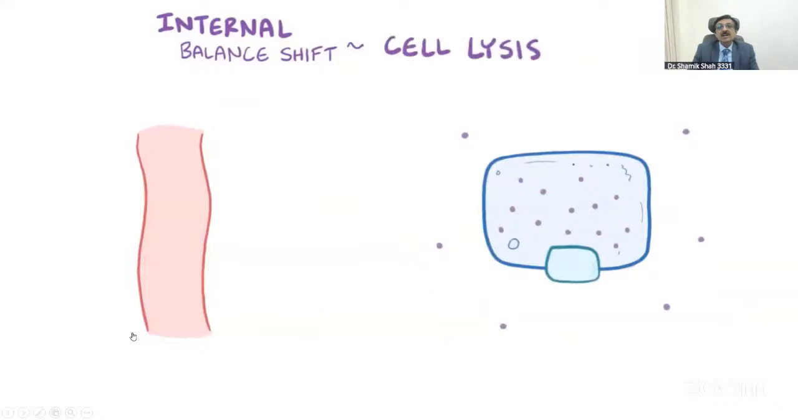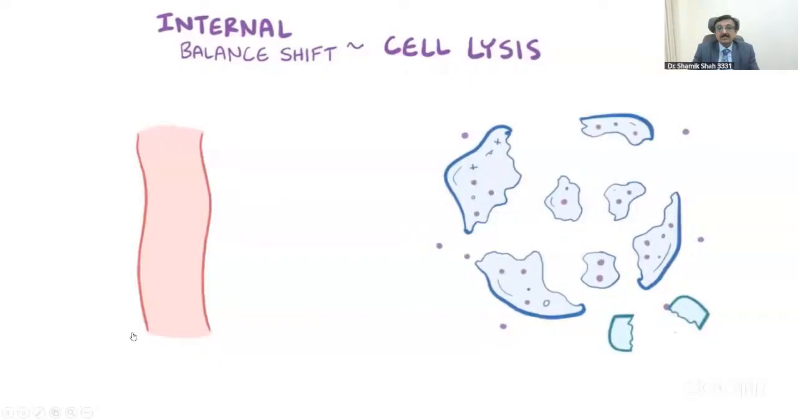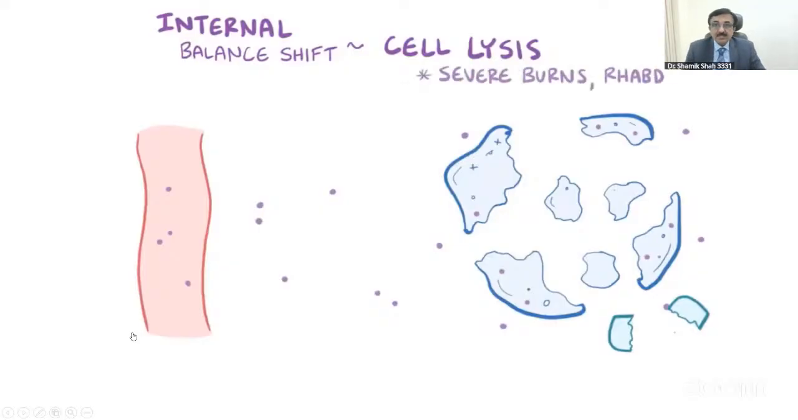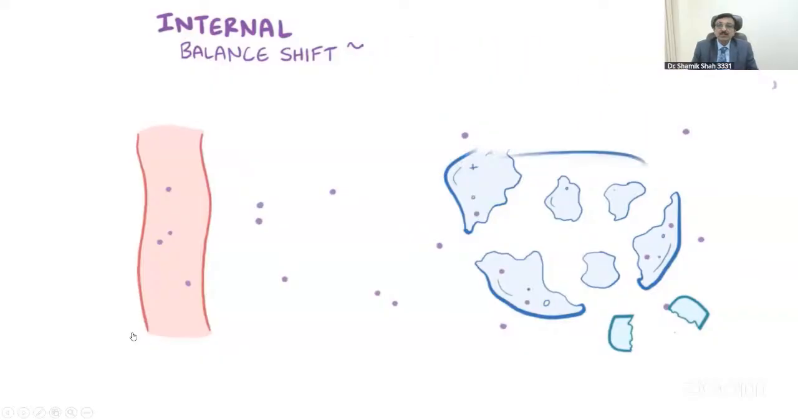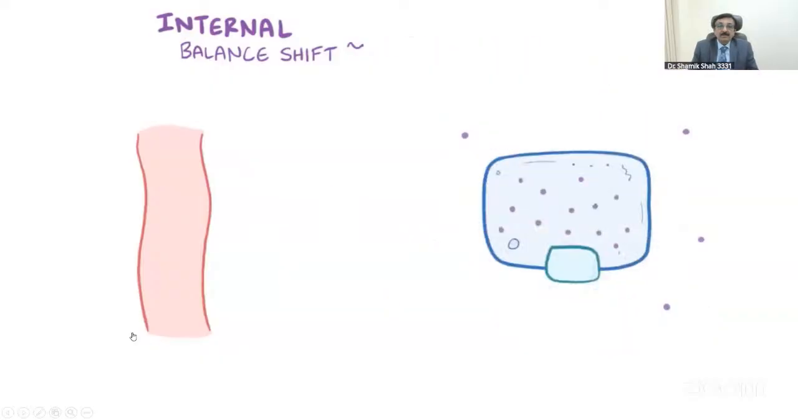So this causes hyperkalemia. Another important cause of hyperkalemia is cell lysis. We know that a lot of potassium is inside the cell. So when the cells break down, all of this potassium moves out into the extracellular space. This is seen commonly in burns, rhabdomyolysis, and in tumor lysis syndrome. So in all of these conditions, we are likely to find a lot of hyperkalemia.